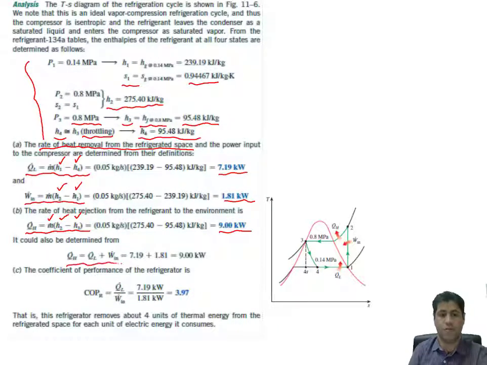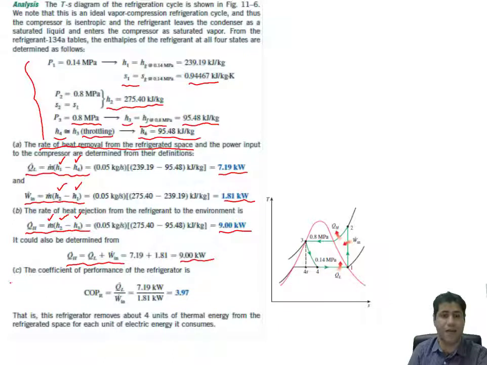However, we could also use this equation, Q dot H equals Q dot L plus W dot in. Here, based on the first law of thermodynamics, energy cannot be destroyed or created; it can only change from one form to another. You can see that Q dot L and W dot in come into our system, and Q dot H goes out of the system. This is the only energy transfer to or from the system. So W dot in and Q dot L, which come to the system, should be equal to Q dot H, which goes out of the system. So we can also use this equation to find Q dot H.